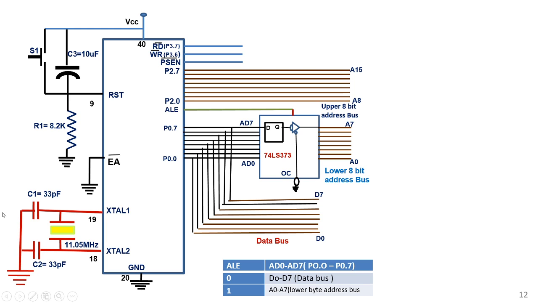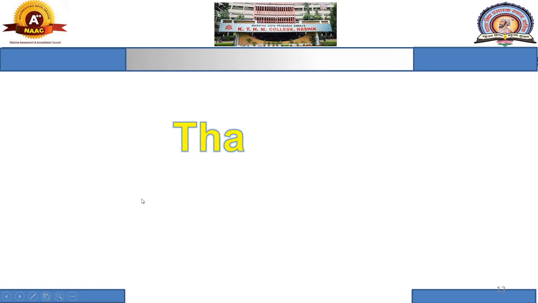So this is a crystal connected to these pins. This decides the speed of external access, and this decides the microcontroller speed. So this is a reset button. When you press this button, the microcontroller gives the address 00H here. So this is the block diagram.